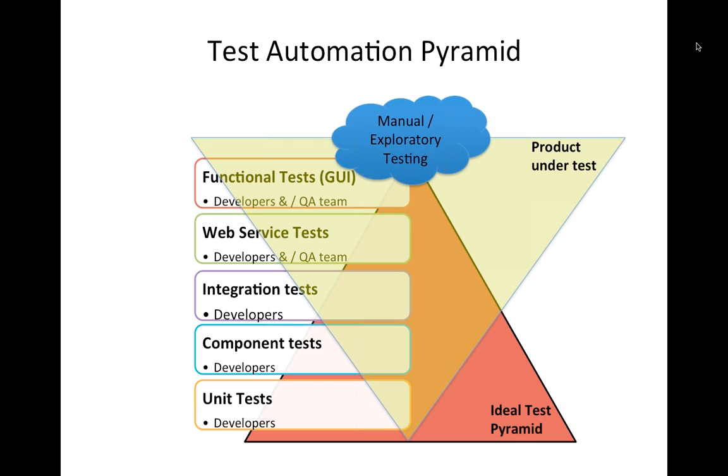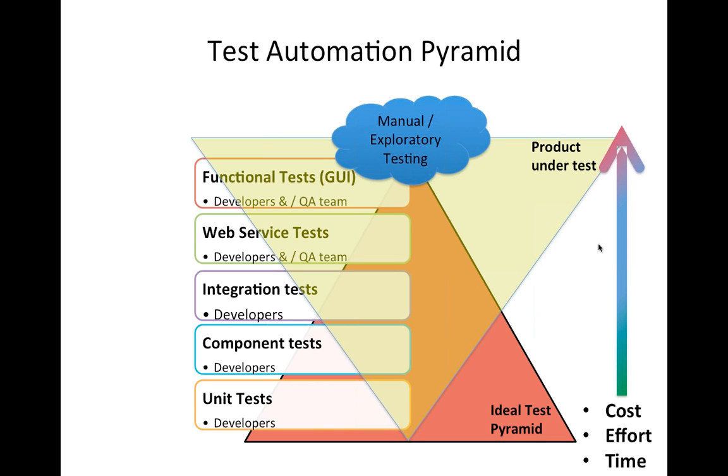As you go above in the layers of the pyramid, what you see is the impact of your test on the product keeps on increasing. So, as you go up to the functional test on the top, it is impacting the widest range of the product under test. What this means is the cost, the effort, the time keeps increasing for each of these types of tests as you move from the bottom of the test automation pyramid to the top of the pyramid.